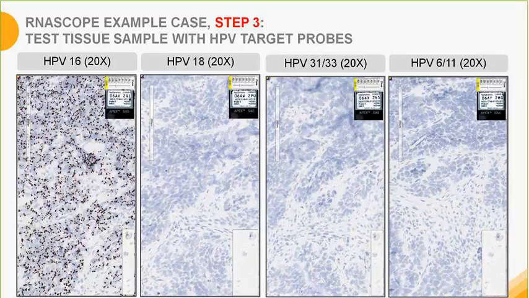The three left-hand panels are all high-risk HPV subtypes, whereas the right-hand panel is a cocktail of low-risk HPV subtypes. As you can see, only HPV-16 is positive for RNAscope expression among this set of target probes, indicating that the HPV infection involving this particular head and neck carcinoma is linked to the high-risk subtype HPV-16.